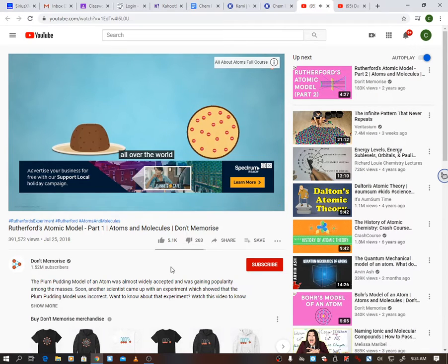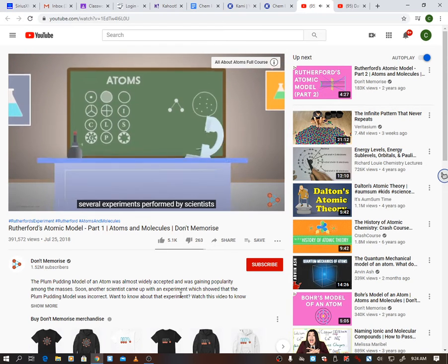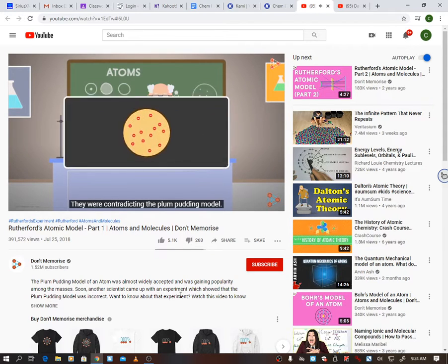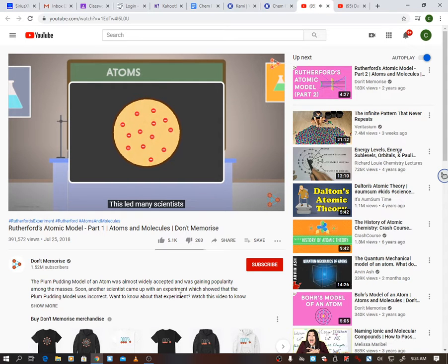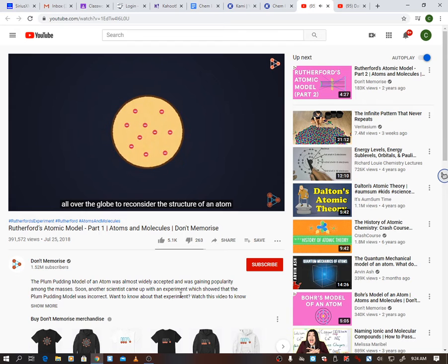All over the world for understanding the structure of the atom. However, several experiments performed by scientists to study the atomic structure showed astonishingly different results. They were contradicting the plum pudding model. This led many scientists all over the globe to reconsider the structure of an atom and study it again.